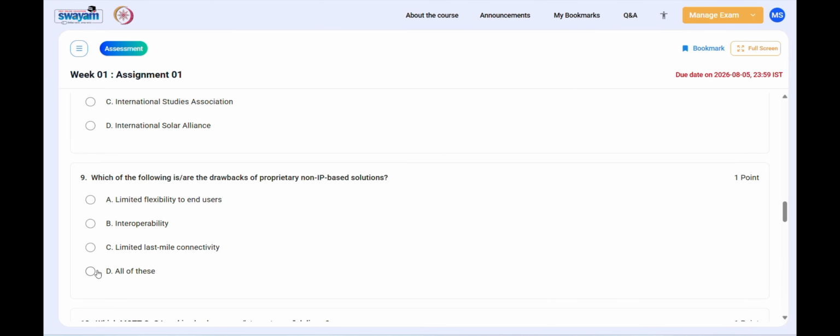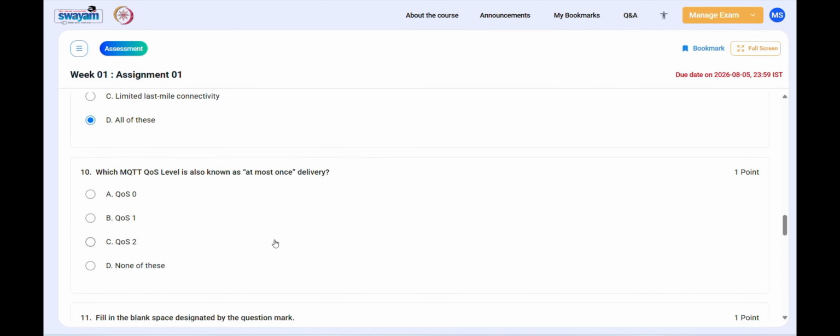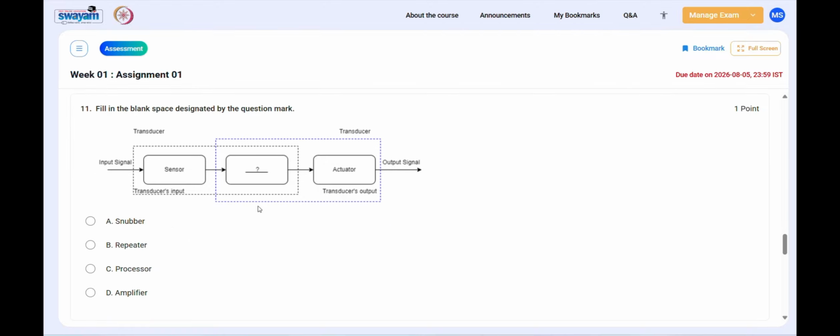Which MQTT QoS level is also known as at most once delivery? So option A is correct, QoS 0. Then, fill in the blank designated by the question mark. Option C is correct, processor.